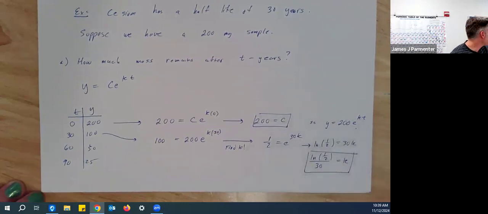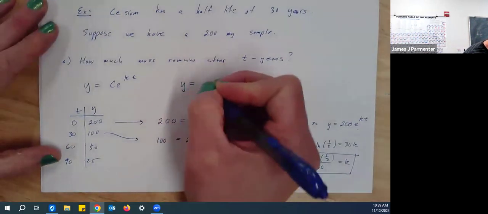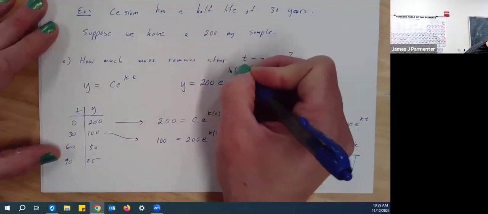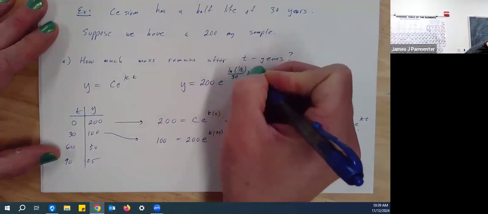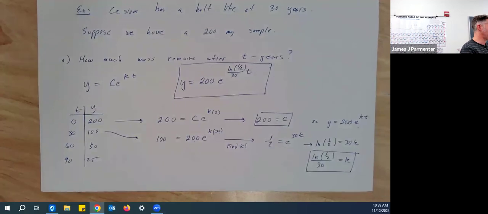And if I stop there, I haven't quite answered the question. Because the question says, how much mass remains after t years? So they actually want us to write y as a function of t. So what we should really do is write that y equals 200 e to the natural log of 1/2 over 30 times t. That is the answer that they're looking for when you ask that kind of question.